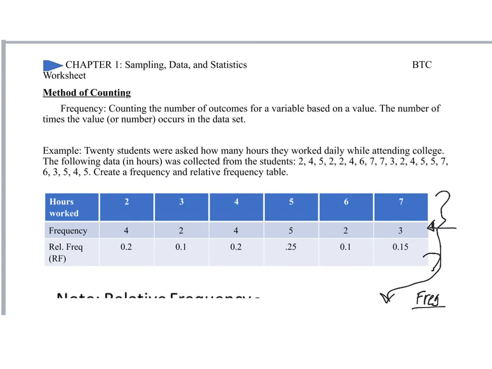This number here is called the relative frequency, and it's the frequency divided by the total number of units. And in this case, we had 20 students. So 4 divided by 20 is equal to 1/5, which is in fact 0.2. So we can create a relative frequency table in decimal form or by fractions.